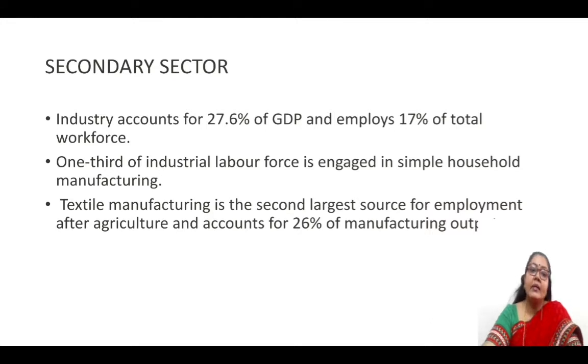So the secondary sector includes all those activities related to industry. Basically, you take all the raw materials from the primary sector and put them into your secondary sector, that is your industrial sector, which tries to convert them into finished goods. So industry accounts for nearly 27.6% of GDP, and when it comes to employment from industry, we find nearly 17% of the workforce are dependent on industries.